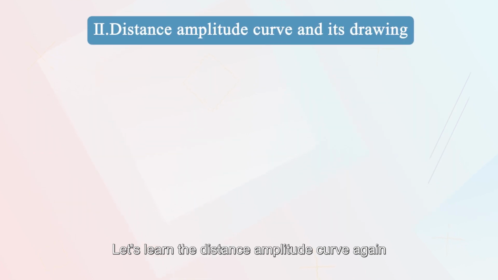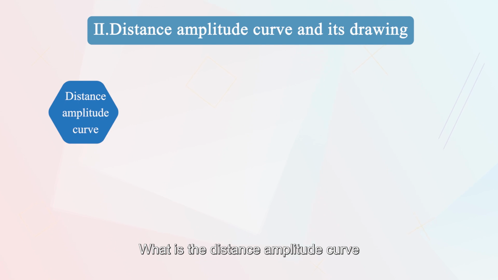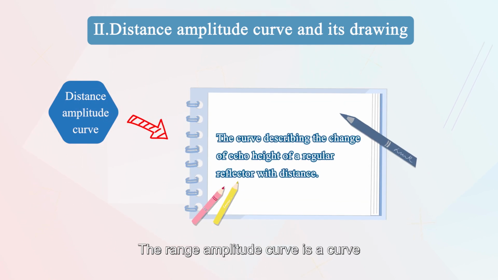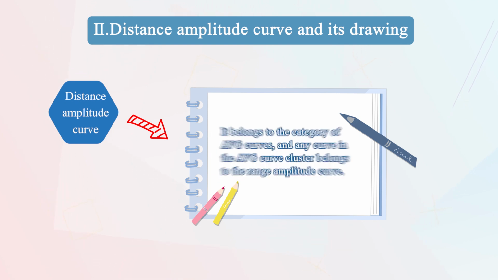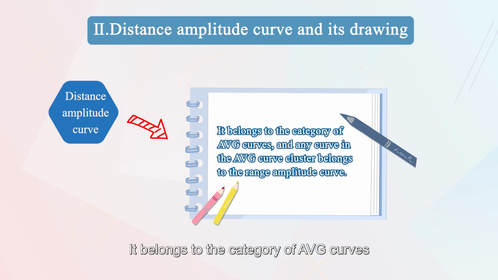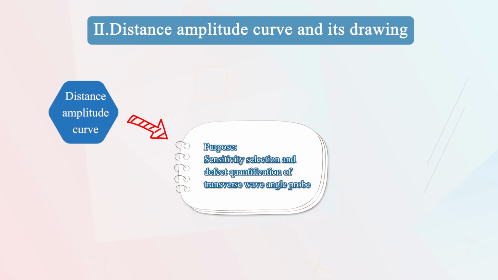Let's learn the distance amplitude curve again. What is a distance amplitude curve? The distance amplitude curve is a curve that describes how the echo height of a regular reflector changes with distance. It belongs to the category of AVG curves, and any curve in the AVG curve cluster belongs to the distance amplitude curve. It is mainly used for sensitivity selection and defect quantification of S-wave angle probe flaw detection.